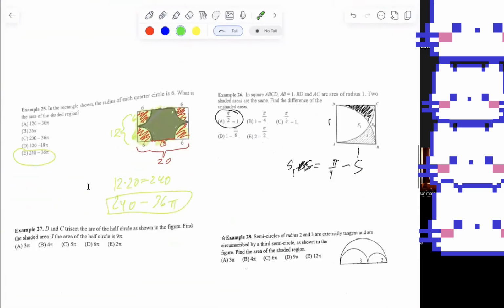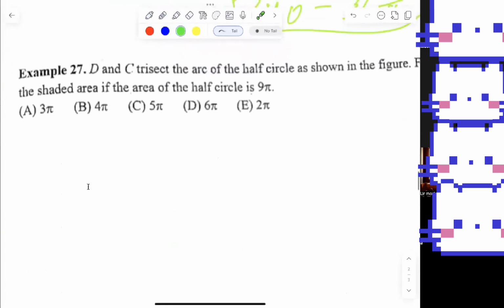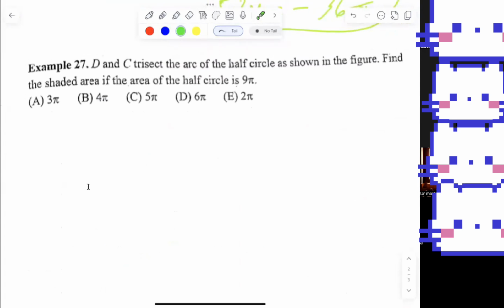Okay, now let's move on to 27. I'll still give you about 1 to 2 minutes. Feel free to ask questions, and tell me your answers in the chat.